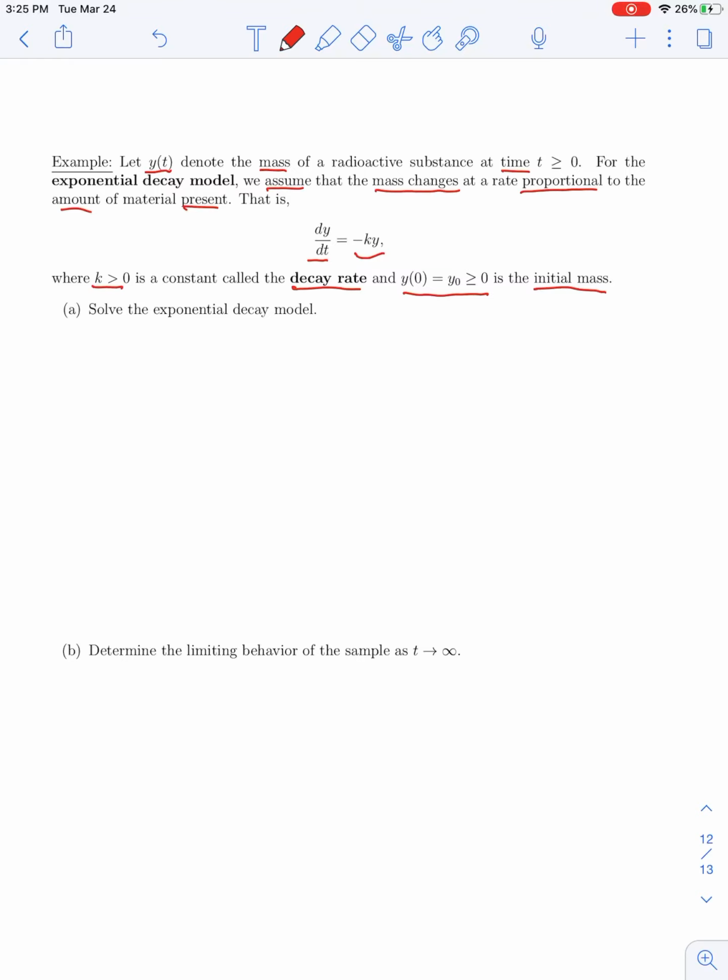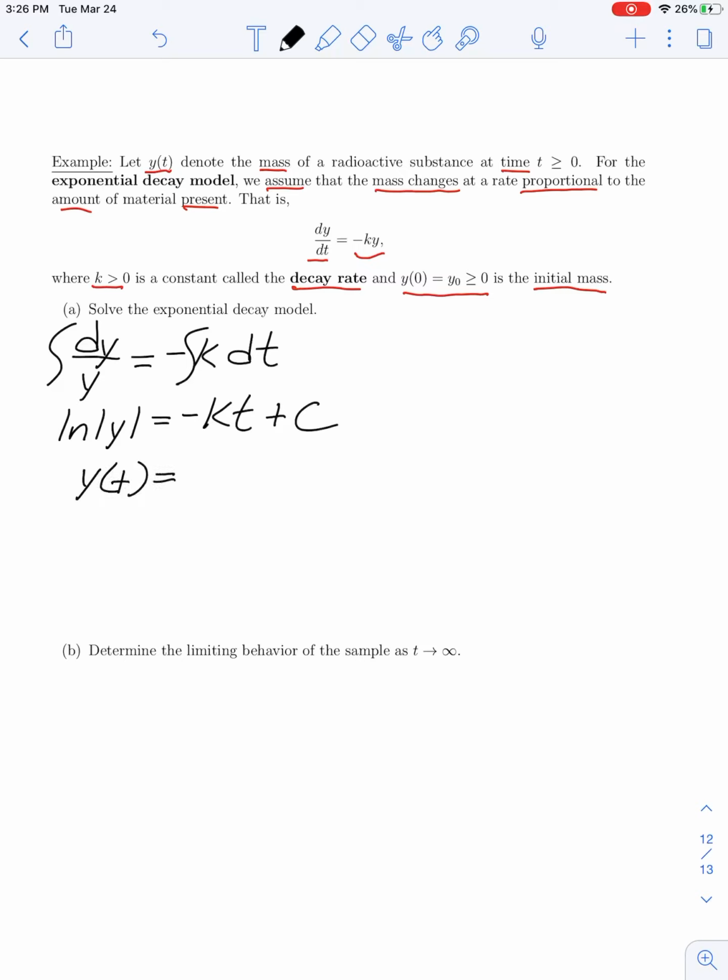So in part A of this example, we are asked to solve the exponential decay model, and we can see that this is a separable differential equation. So separating our variables, we would have dy over y is equal to negative k times dt. And once I've separated my variables, y and t, I can integrate on both sides of this equation, and I find the natural log of y is equal to negative kt plus some constant.